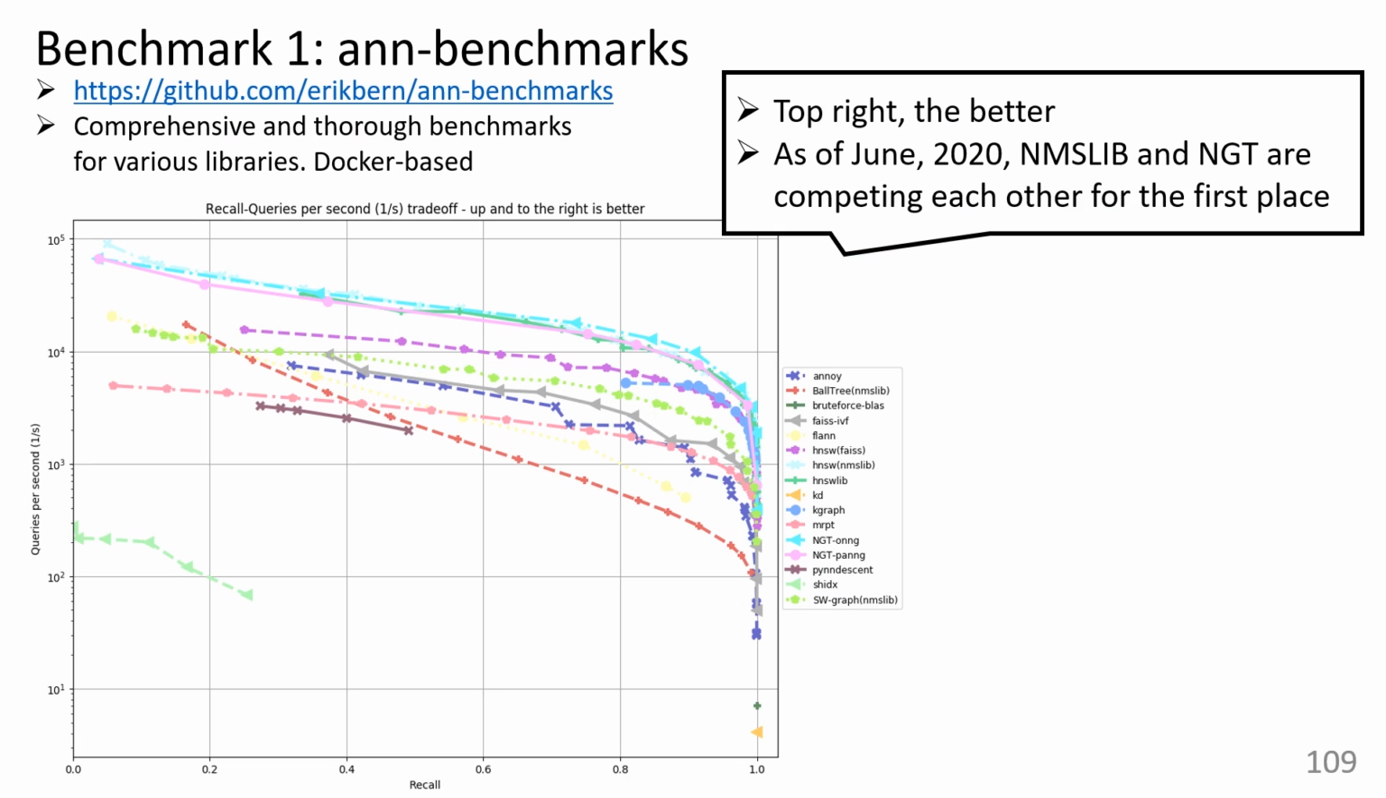Okay, finally, I will show some random topics about nearest neighbor search. The first one is benchmark. So there is ANN-benchmarks. It's this repository. It's super popular. It provides a comprehensive and thorough benchmark for various libraries, and it's Docker-based isolation, so it's super. It's really extensive. And top right is better, meaning that a method here is better. And currently, NMSLib and NGT are competing with each other for the first place. They are fighting. So this really includes a lot of methods, so you can try this.